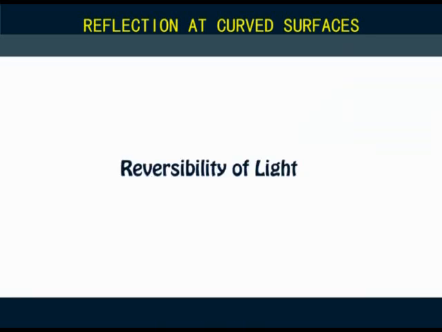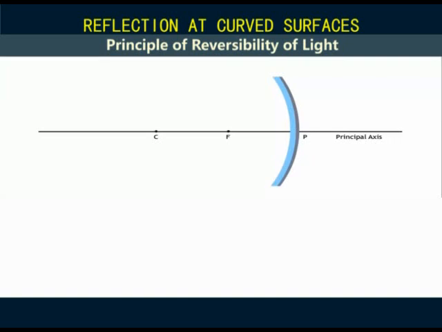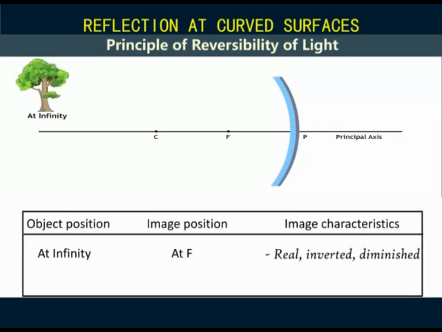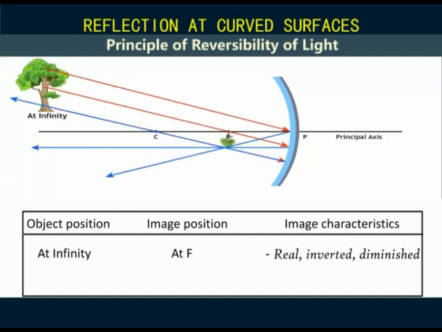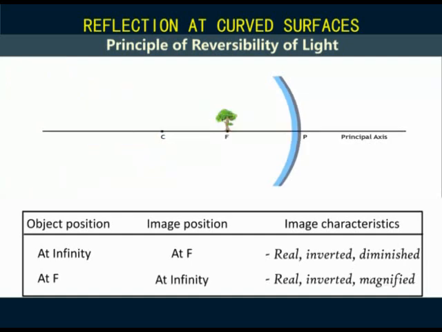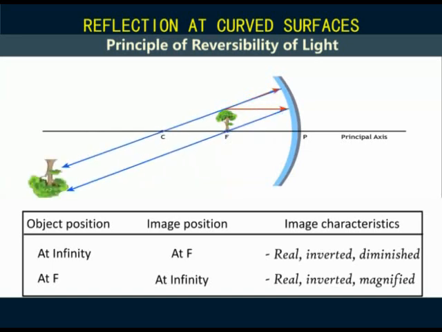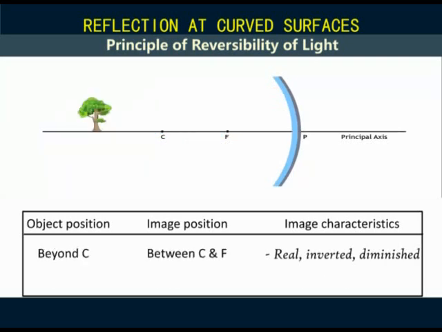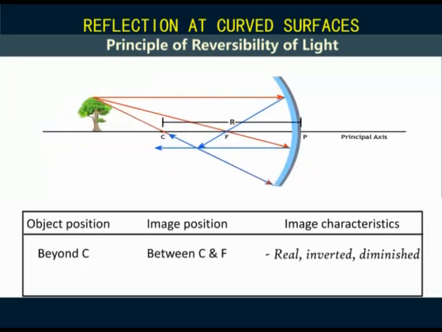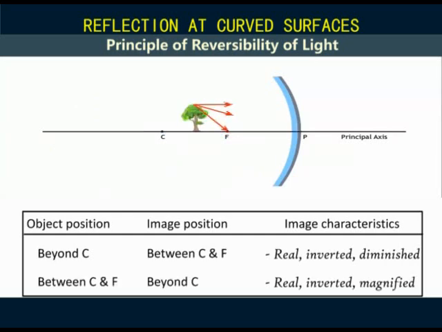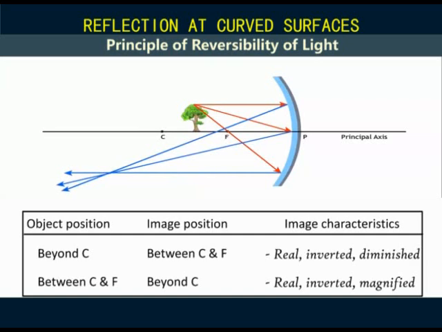Note that during image formation, a familiar pattern is seen. For instance, when the object is at infinity, the image is formed at F. And when the object is at F, the image is formed at infinity. When the object is beyond C, the image is between C and F. And when the object is between C and F, the image is beyond C. We call this the principle of reversibility of light.